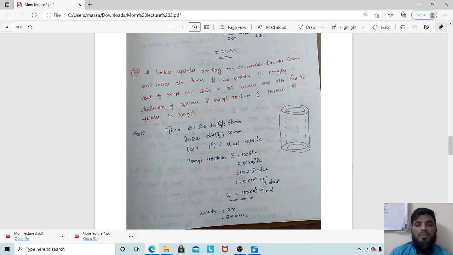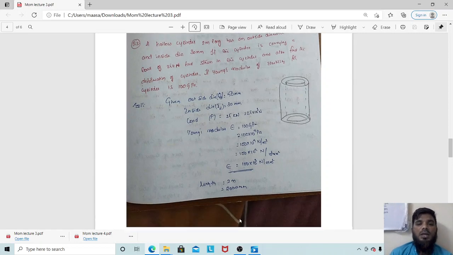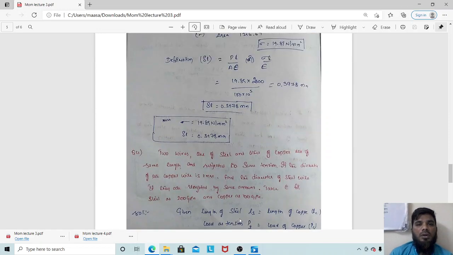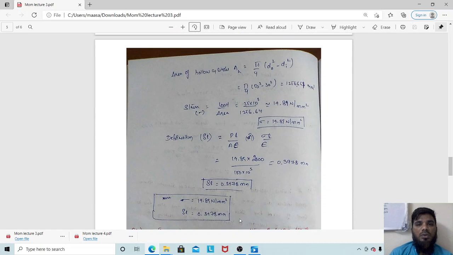So if you solve these two, then you will be obtaining 100 into 10 to the power of 3 Newton per mm square. Now the length they have given as 2 meters. Since this is in meters, 1 meter is equal to 1000 mm. So 1000 into 2, it will become 2000 mm. I hope it is clear for you till here. Next is what they have asked, we have to solve this.